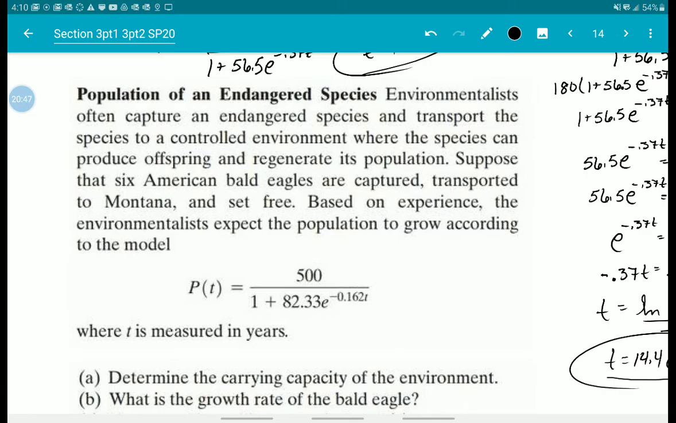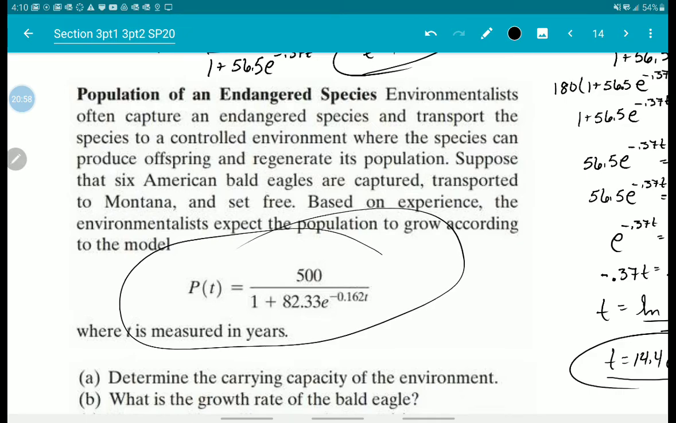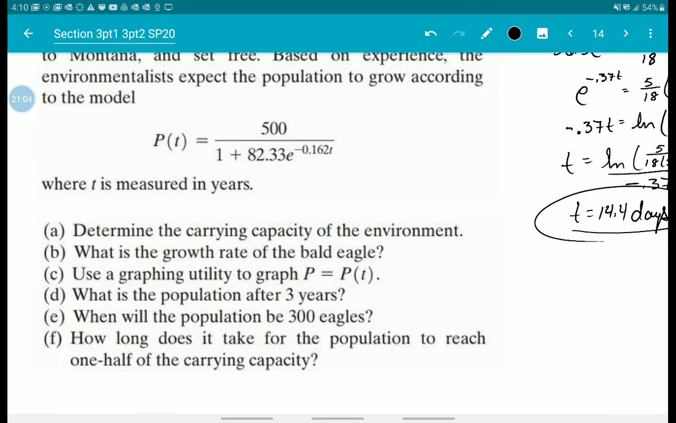So we could do the same kind of thing for the next problem. We have some bald eagles that have been set free somewhere in Montana, and we have a logistic model that will model that population growth. They're asking us some questions. So let's start with the carrying capacity. And before we answer these, you may want to pause the video, try these yourself, and then come back and check your answers. So for this one, the carrying capacity is 500. That's our C value. The growth rate is right here at 16.2%.